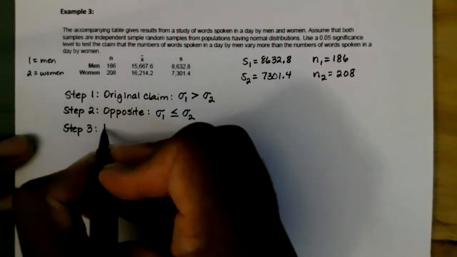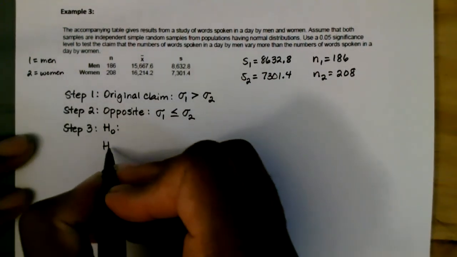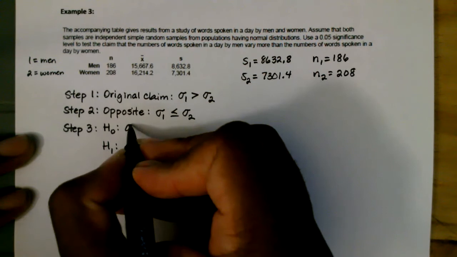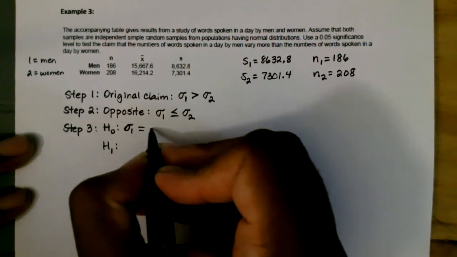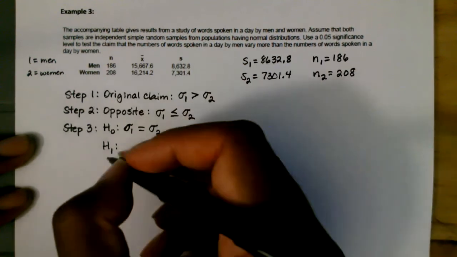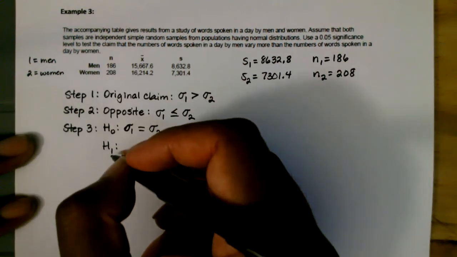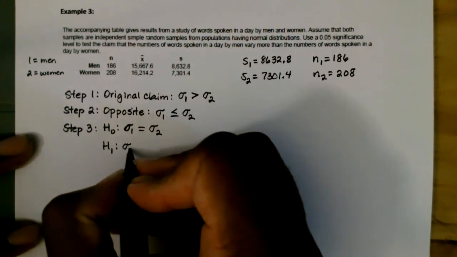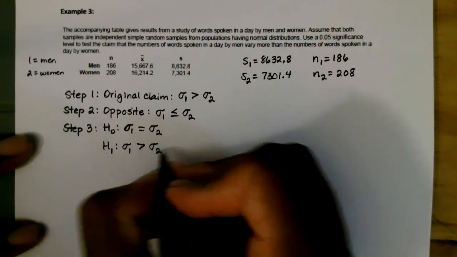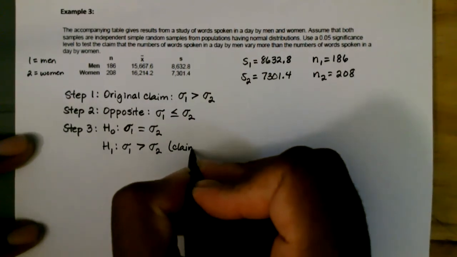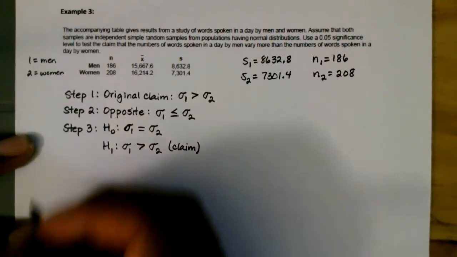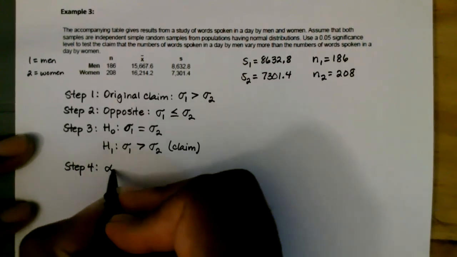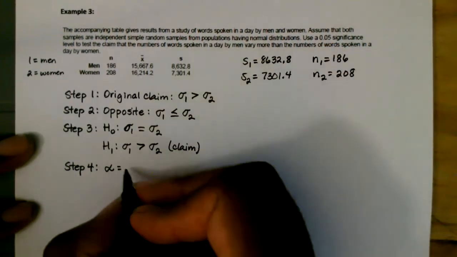And then step number 3 will be writing our null and alternative hypothesis. The null always has the equal sign. So it has to be sigma 1 equaling sigma 2. And the alternative has either the less than, greater than, or not equal to. This one has strictly greater than. So this will be sigma 1 greater than sigma 2. That's the claim. And then step number 4 is your level of significance. That's the alpha level, 0.05.